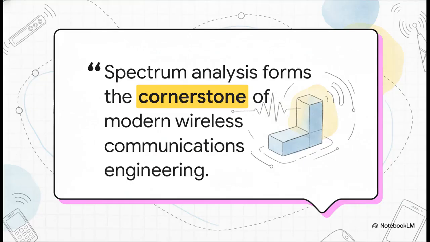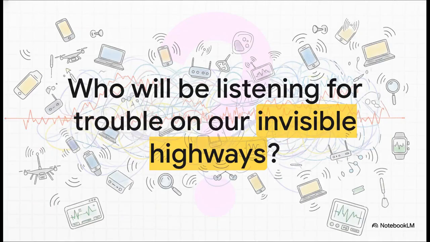So here's the real takeaway. This thing isn't just a handy tool, it is absolutely fundamental. As the source material for this explainer puts it, spectrum analysis forms the cornerstone of modern wireless communications engineering. Without it, our wireless world as we know it just couldn't function. And that really leaves us with a final thought. We are adding billions, with a B, of new wireless devices to the world every single year, crowding these invisible highways more than ever before. So the question isn't if there will be interference and problems, but when. And as our reliance on this invisible world just keeps growing, who's going to be out there listening for trouble?